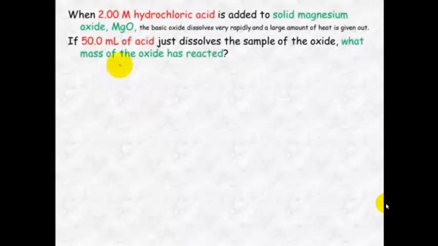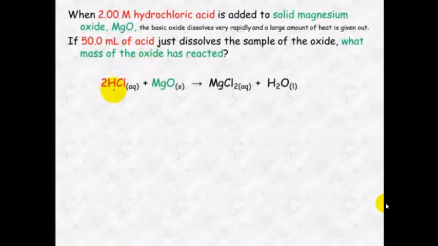What I've done here is rewrite the important parts of the question. When 2.0 molar hydrochloric acid is added to solid magnesium oxide, the basic oxide dissolves very rapidly and a large amount of heat is given out. If 50 ml of acid just dissolves a sample of oxide, what mass of oxide has reacted? So let's look at what we know. Here's our chemical reaction. Let's start by putting in our mole ratios up the top. I like to do that because it makes it nice and clear. So I've got a 2 to 1 to 1 to 1 ratio. Excellent.